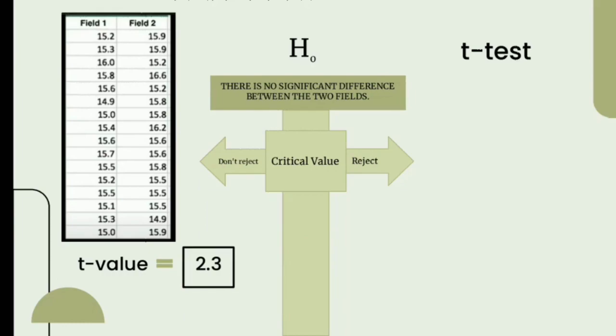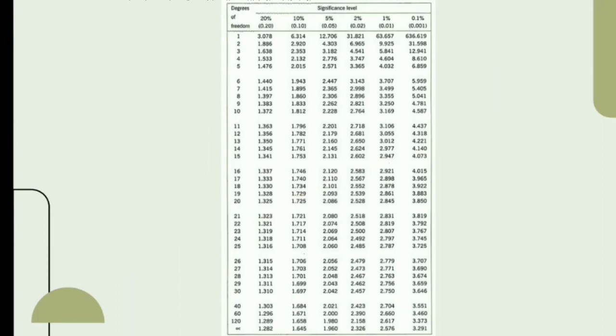After we get the t-value, we're going to run a t-test. We're testing our null hypothesis that says there is no significant difference between the samples. If our t-value is higher than the critical value, we reject our null hypothesis. But if our t-value is lower than the critical value, we don't reject our null hypothesis. So how do we get the critical value? To do that, we'll use a t-table.